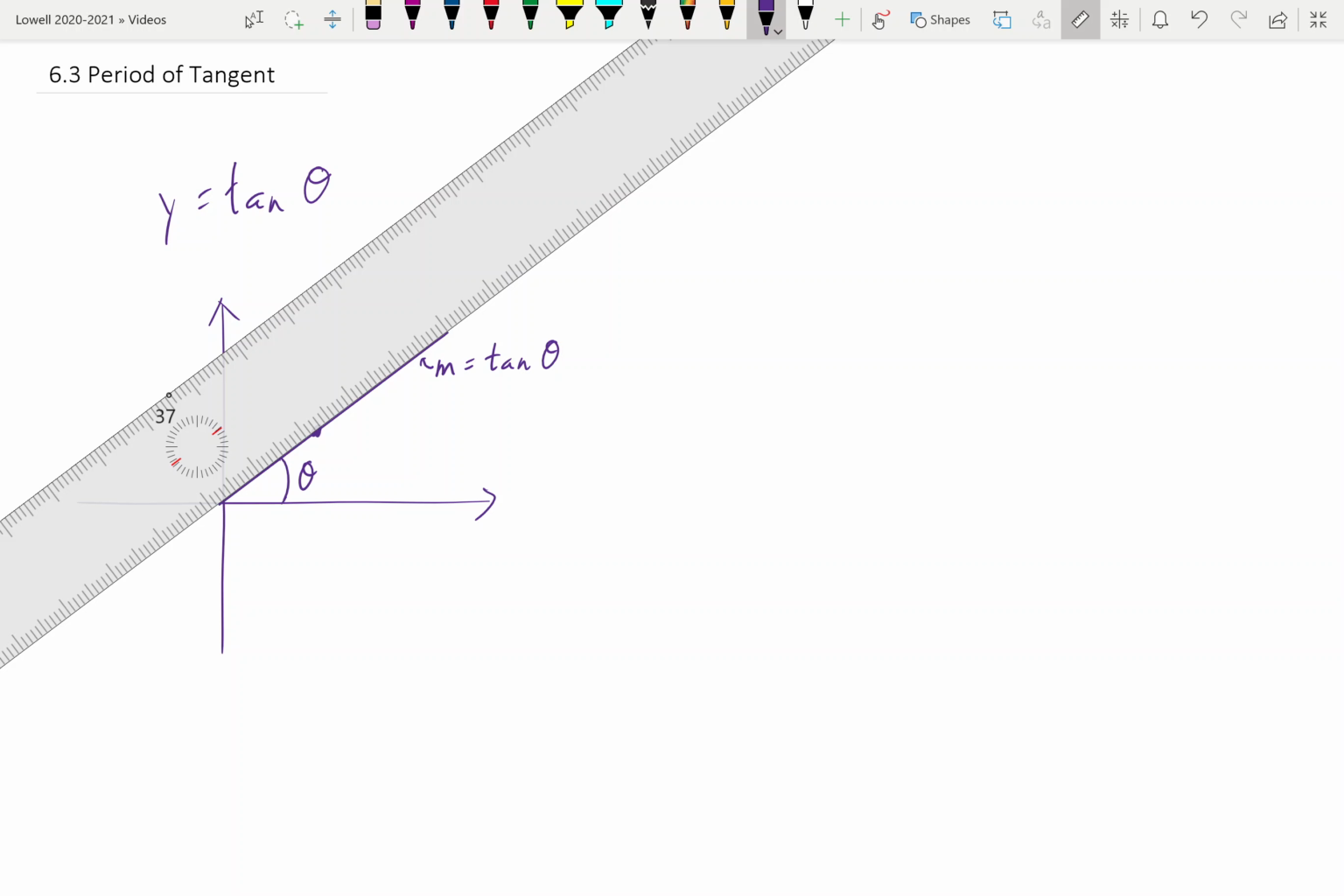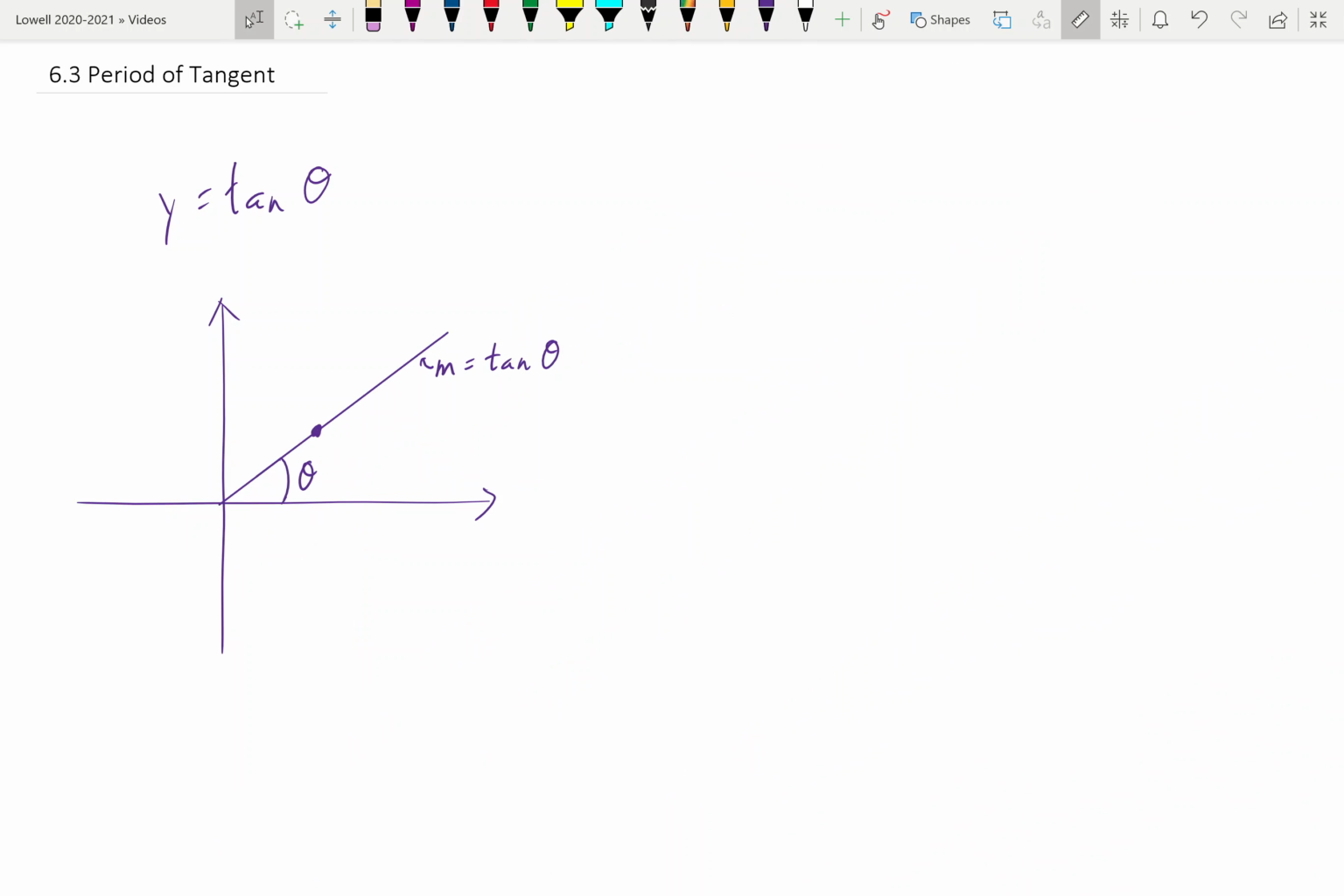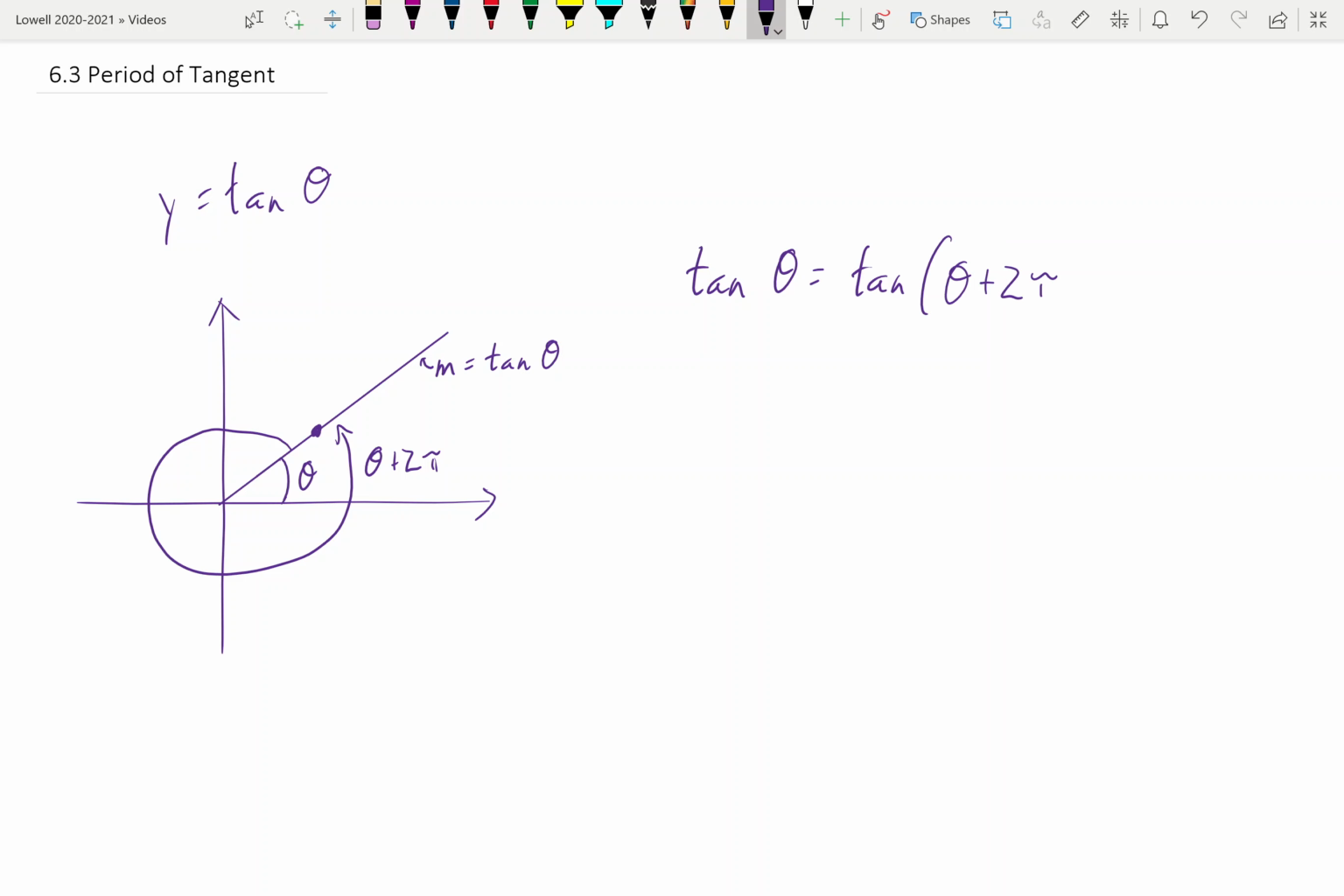And so, remember the period of sine and cosine was 2 pi in both cases. Now, is that the case here? Well, let's think about this. If here's theta, and I add 2 pi to that, so this angle now is theta plus 2 pi, you're absolutely right. Tangent would be the exact same thing. So it is true that tangent of theta and tangent of theta plus 2 pi is exactly the same. That's absolutely correct. However, the question is, do we need to go out that far? Do we need to go a full 2 pi before we start repeating?